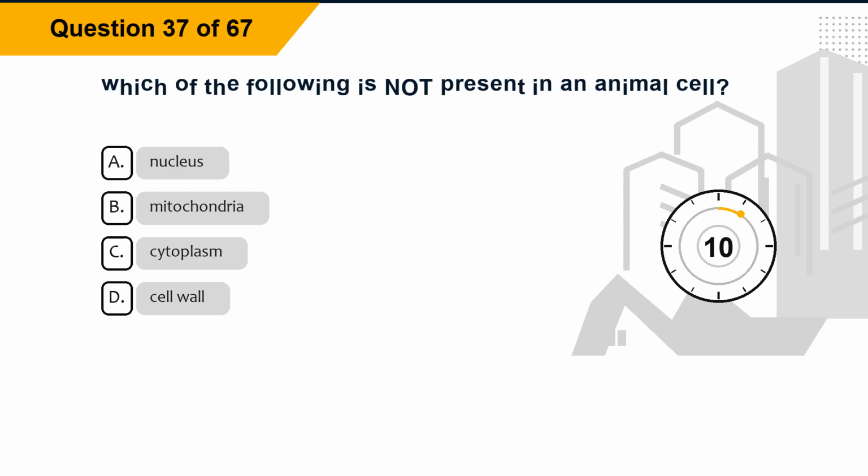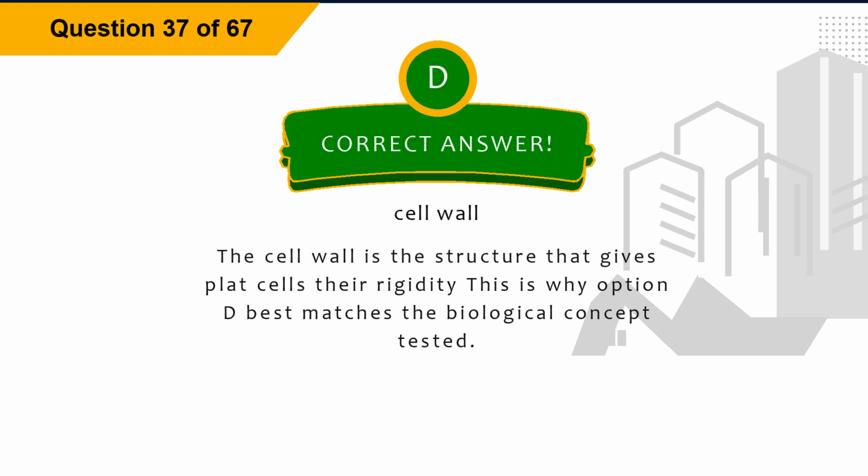Question 37. Which of the following is not present in an animal cell? Option A, nucleus. Option B, mitochondria. Option C, cytoplasm. Option D, cell wall. The correct answer is option D, cell wall. Explanation: the cell wall is the structure that gives plant cells their rigidity. This is why option D best matches the biological concept tested.